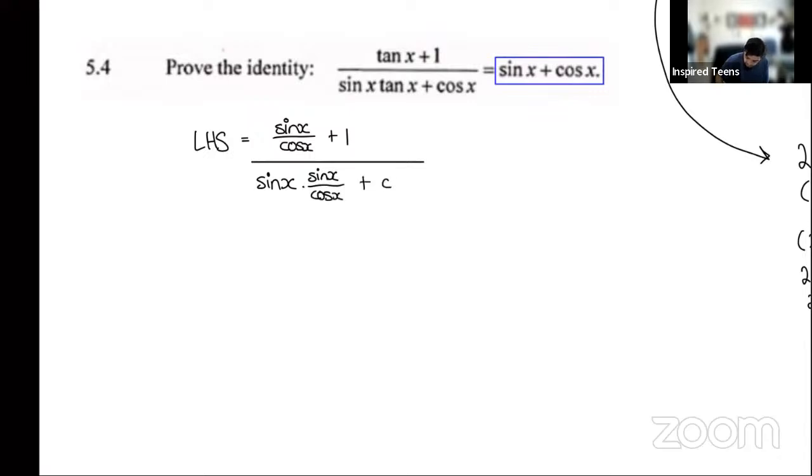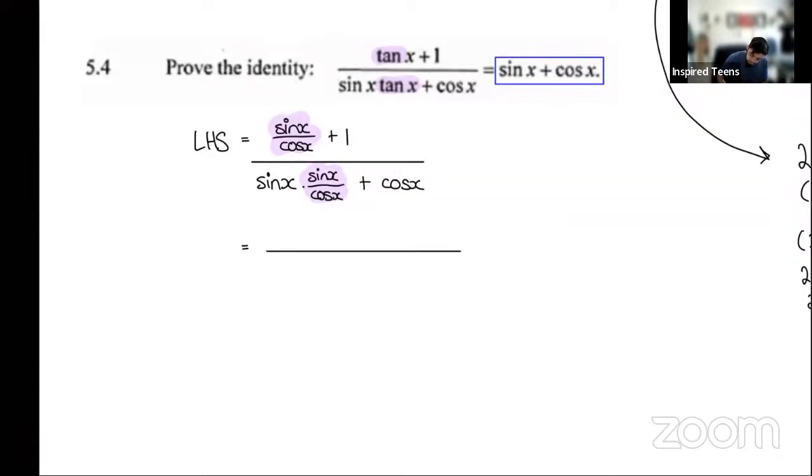Okay, and then I have plus cos x. But I really haven't done much, all right? Nothing complicated. I just simplified tangents to sine x over cos x. Let's simplify further. Now, before we get to the top, let's simplify our fraction at the bottom, I guess.